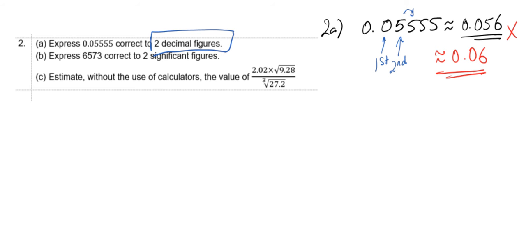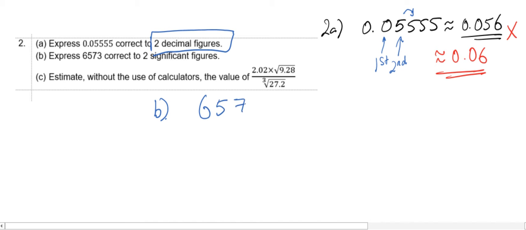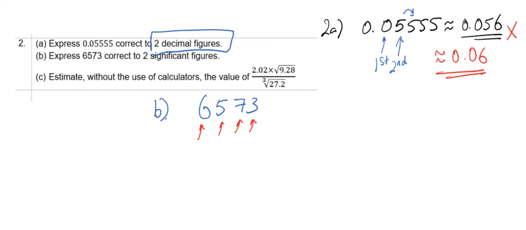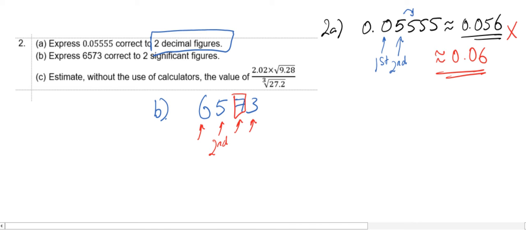B. Can everyone look at B now? B, 6573. Can you draw an arrow and tell me which one is the first decimal? Six. Three or six? Six. So this is the first decimal. This is the second decimal. So understand the logic. This is the second decimal. You look at the third number, the next number, the number behind it.